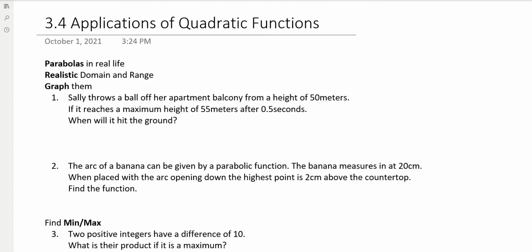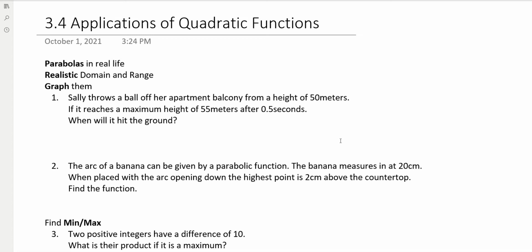Hello and welcome to my video, lesson 3.4, applications of quadratic functions. So we're going to look at 4 different questions here, 2 real-life situations, and then 2 where we're looking at the min and max of real-life situations. So let's take a look at the first one.